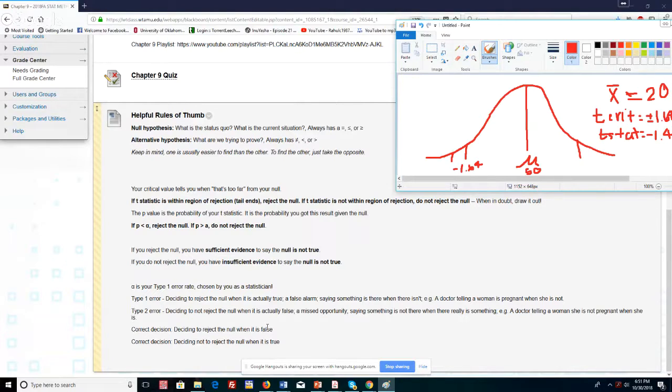And then you can have two instances where you do have correct decisions. You can decide to reject the null when the null is actually false, or you can decide not to reject the null when the null is actually true.